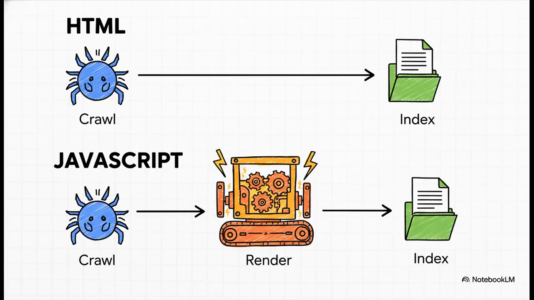So why is JavaScript such a budget hog? Well, it's because it adds this whole extra, really resource-intensive step to the process. For a simple HTML page, it's just crawl, then index. Easy. But a page built with a lot of JavaScript has to be crawled, then it has to be rendered, where Google essentially builds the page like a web browser would, and only then can it be indexed. That two-wave process can burn through your budget really, really fast.